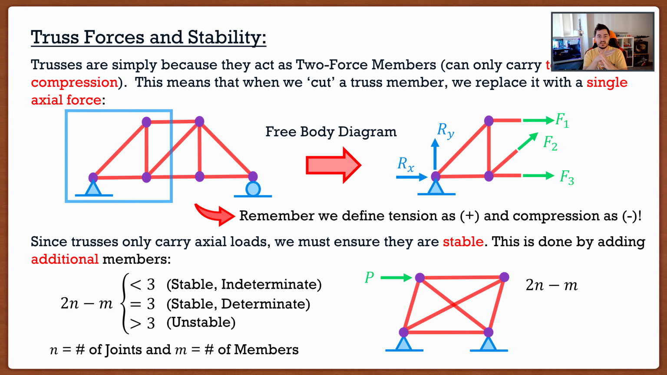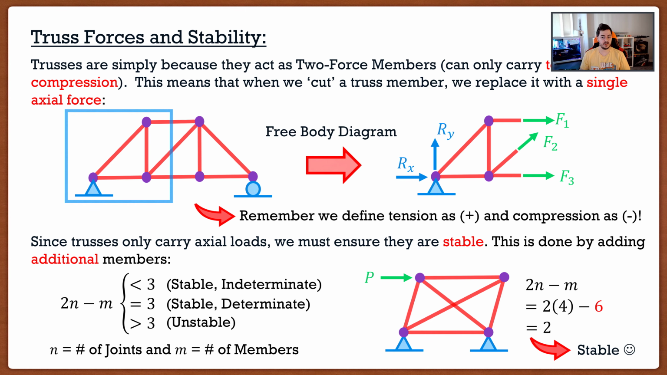It has a lot of resistance because it now has a cross brace. And if we were to do the math, 2n minus m, we got 2 times 4, but this time minus 6. We have 6 members. So this is equal to 2, which is less than 3, so it's stable as well as indeterminate. We know it's stable, but we actually can't solve it using just our equilibrium equations. We have to get into more advanced calculations involving the material properties of the truss itself, so it's outside of this course. All you guys would need to know is that this is stable.